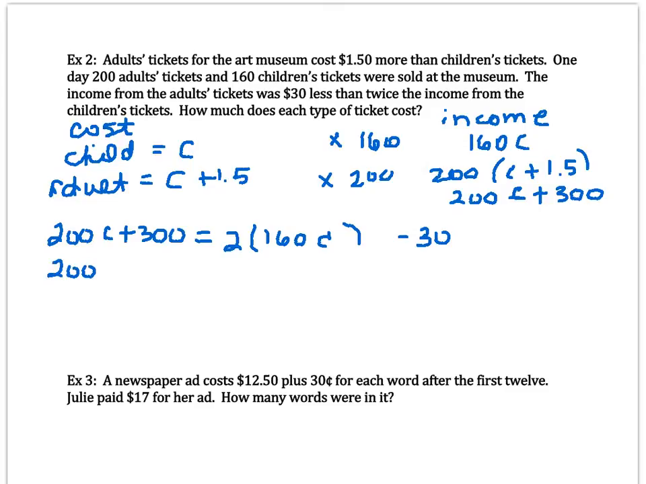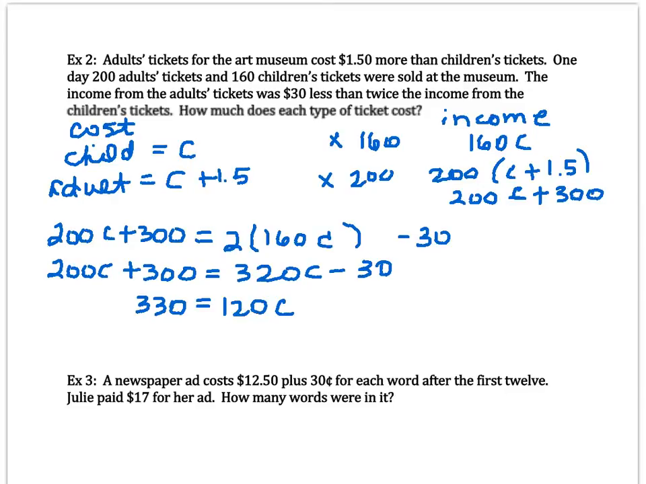We got 200C plus 300 equals 320C minus 30. And we can combine like terms and solve. So we'll end up with 330 on one side and 120C on the other side. And we find that the cost of a child's ticket is $2.75. So I'm going to write it back up here at the top. And there's my decimal place.